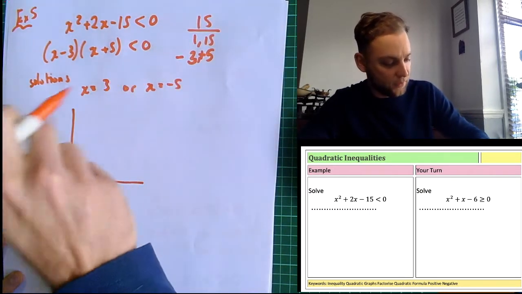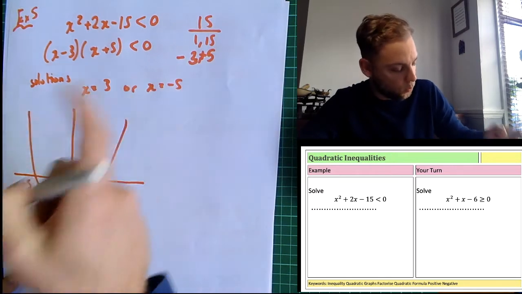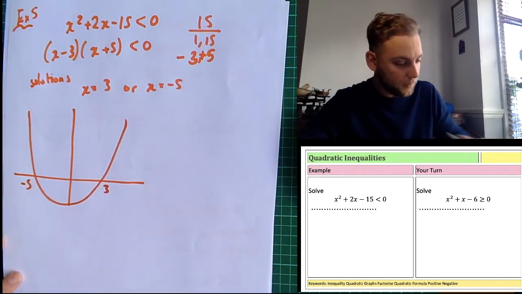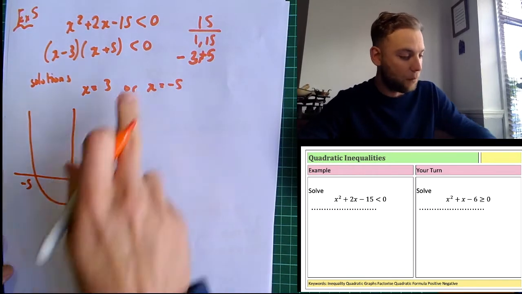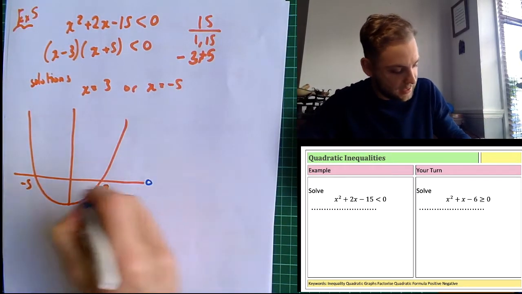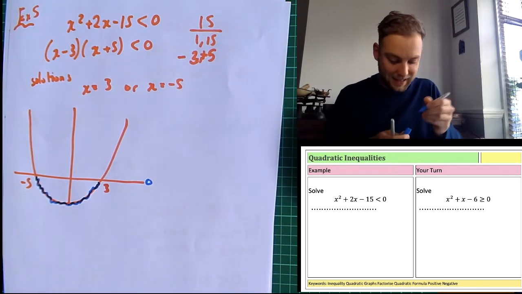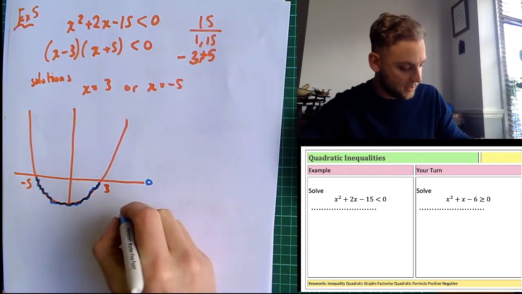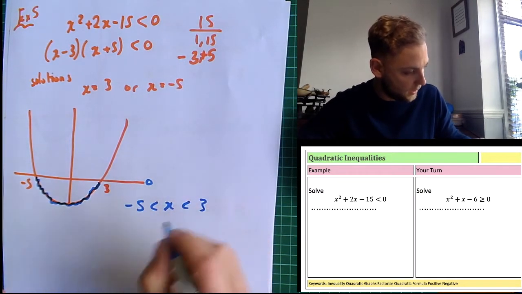It's on minus 5 and 3. So we've got 1 here which is minus 5, 1 here which is 3. It's a positive quadratic, so it's going to be a U shape. And we're looking for when it's less than 0. So when's it less than 0? Well, here's 0. Here's when it's less than 0. Notice that it's connected here. So my inequality needs to be connected, which is minus 5 is less than x is less than 3.